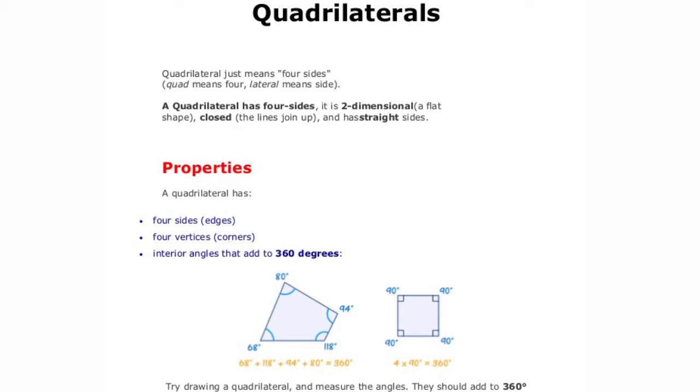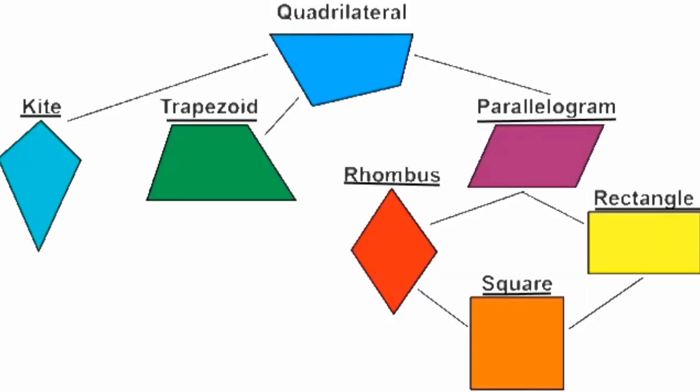So what are the properties of quadrilateral? A quadrilateral has four sides, meaning four edges, and four vertices, meaning corners. Interior angles add to 360 degrees. Here is an example. The sum of all the angles of a quadrilateral is 360.